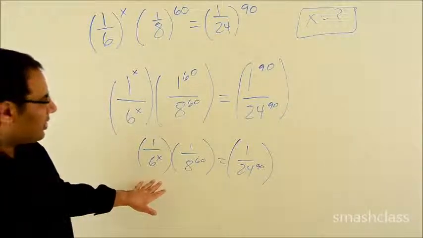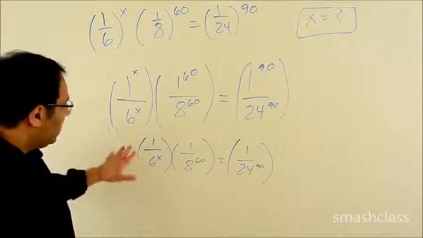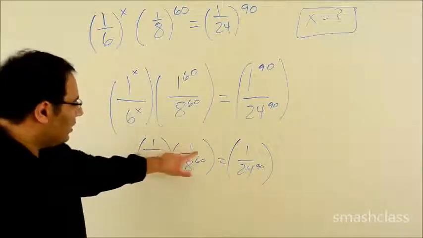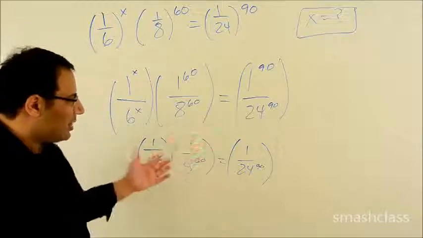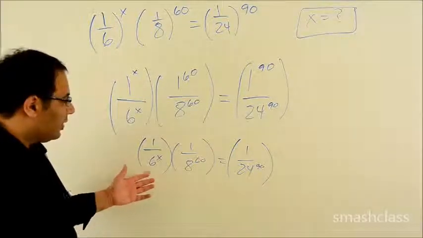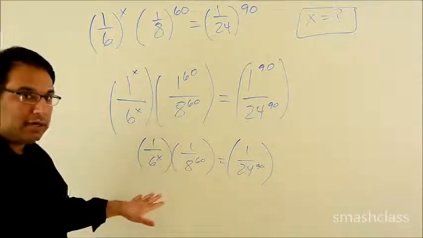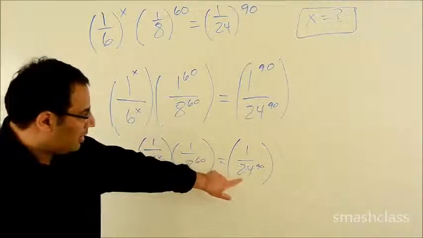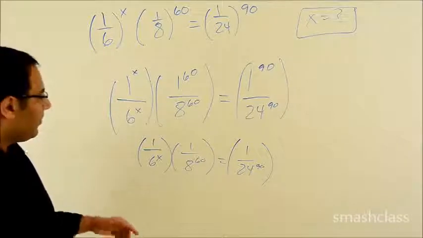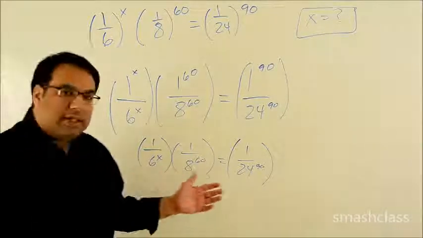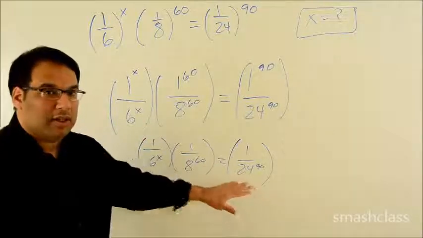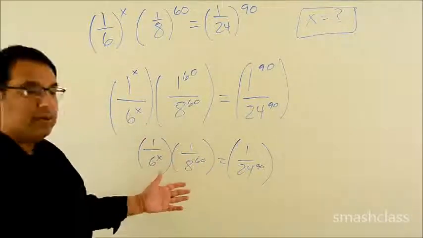What I'm going to do here is simplify this a little bit because if you multiply across in the fractions, you'll know that 1 times 1 equals 1. So that really doesn't give us any information about x. We're really just concerned with the denominators. So really, we know that 6 to the x times 8 to the 60th must be equal to 24 to the 90th. What you're actually trying to do here is get the left side of the equation to look like the right side of the equation and make it as simple as possible to do that.